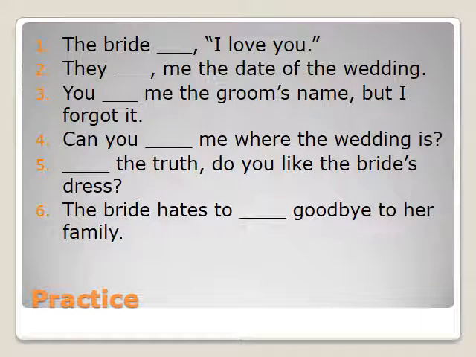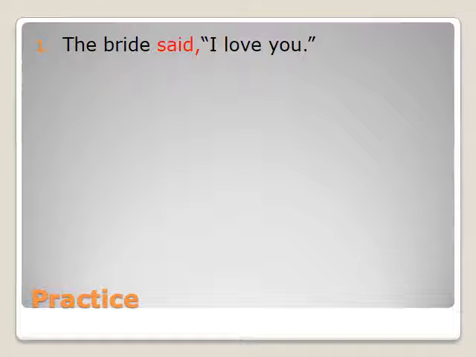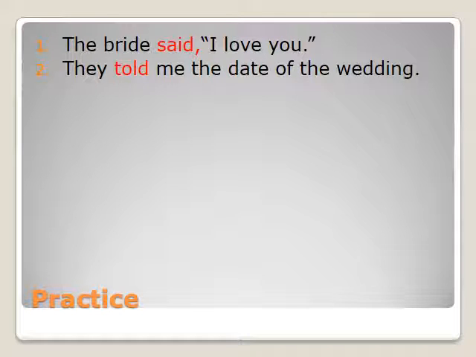So go ahead and you can pause this and answer these questions, and then take a look at the correct answers. All right, so the first one is, the bride said, "I love you." Okay, the bride said what? The answer is, "I love you." So with say, it has to be followed by the direct object. They told me the date of the wedding. So they told what? The date of the wedding. Who did they tell? Me. So tell has to be followed by the indirect object.